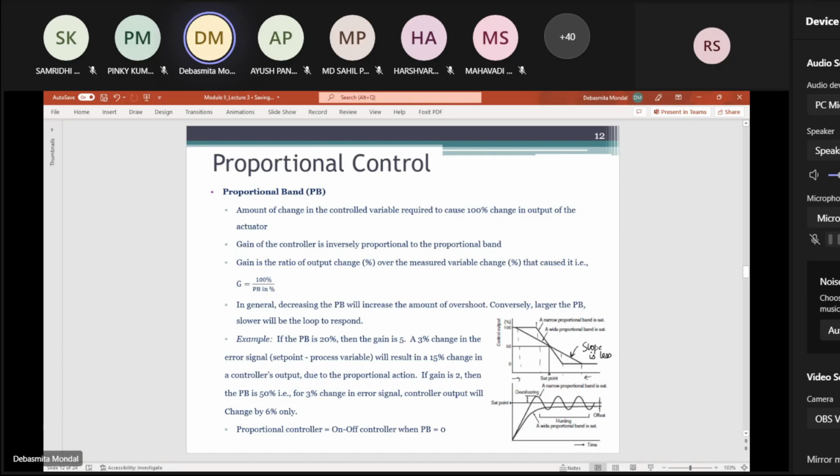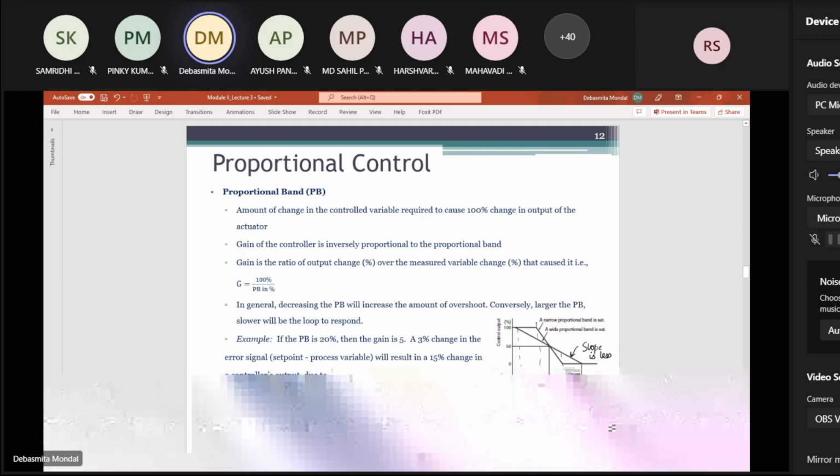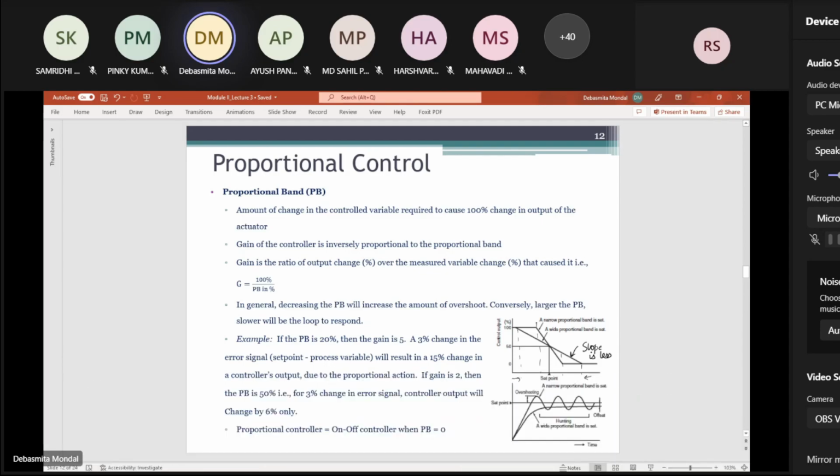In general, if you have a lower value of the proportional band, that means your system is responding very fast. The control output is changing from 0% to 100% in a very short amount of time. When you are dealing with a very fast response, there are chances that there will be some amount of overshoot, which means some oscillations will be introduced in the system.